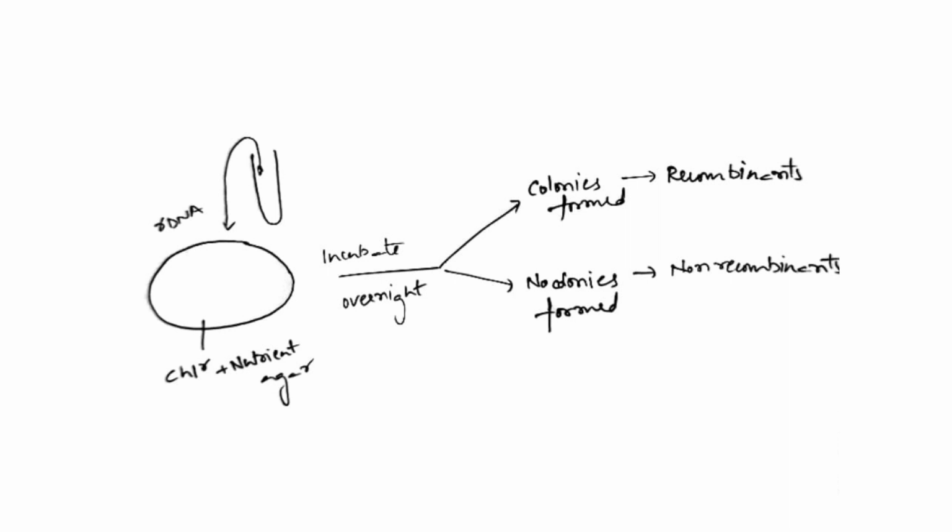When they are allowed to incubate overnight, if the rDNA possesses chloramphenicol resistance incorporated into gene of interest through the vector, then they survive and the colonies are formed, hence they are recombinants. But if it does not possess the chloramphenicol resistance, then the colonies are not formed and they are non-recombinant.